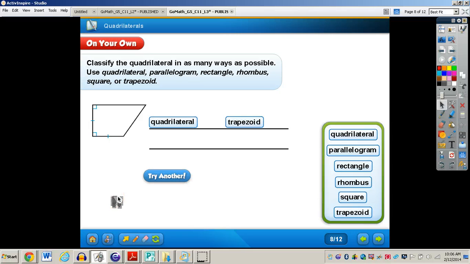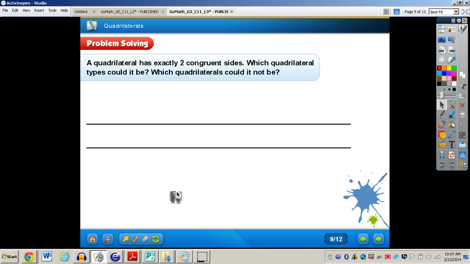Obviously, once again, it is a quadrilateral, but the key thing that sets this apart is that it is a trapezoid. So you should have quadrilateral and trapezoid here. And remember, the trapezoid has just 1 pair of parallel sides. You can see these 2 sides would be parallel. I want you to think through this problem all by yourself, and then I'll have the answer for you.